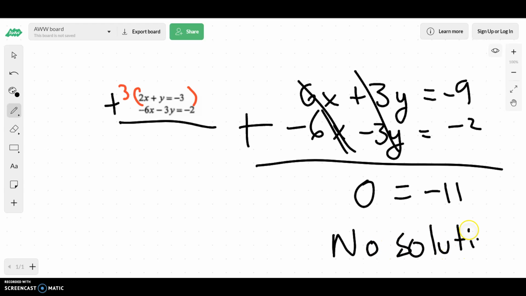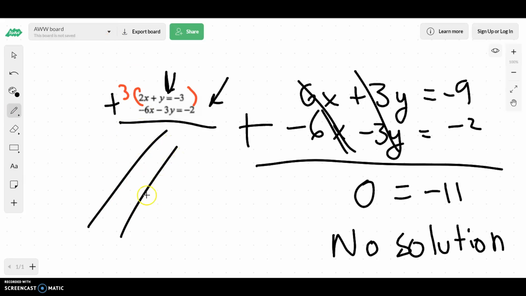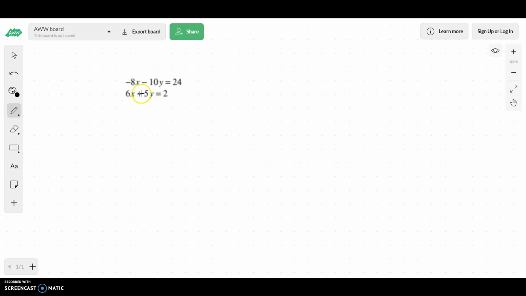Which means, if you remember, this is a line, and this is a line, so no solutions means these two lines were parallel. This slope and this slope were the same, so they did not cross, so we have no solutions. You'll get no solutions whenever these things are not equal.